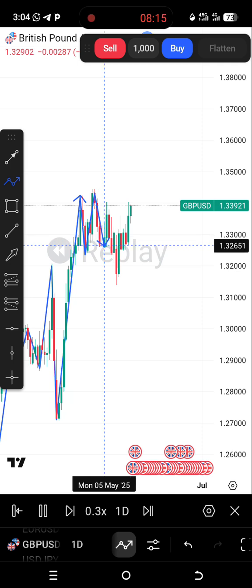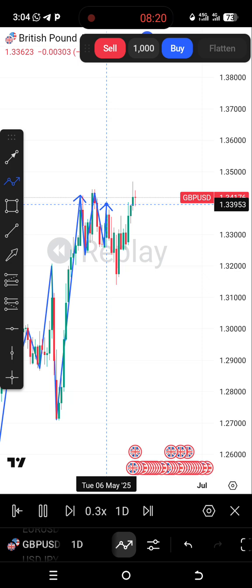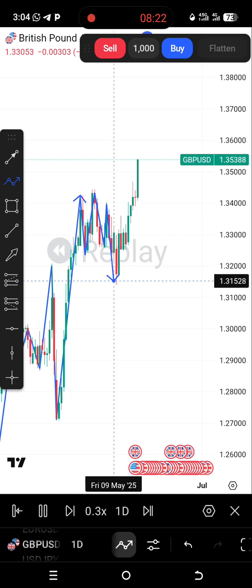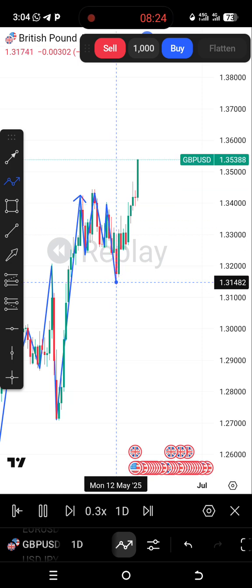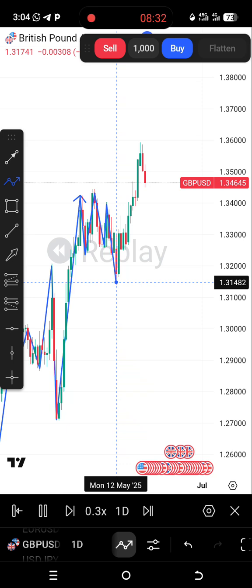Higher low, lower high, lower low. So that is just it when it comes to identifying a bullish and a bearish market.